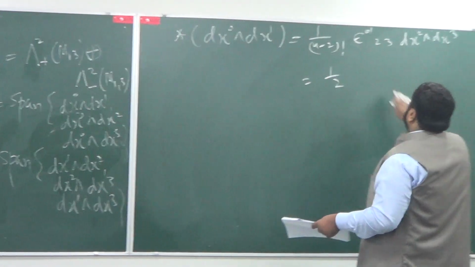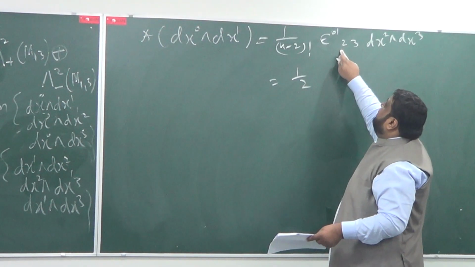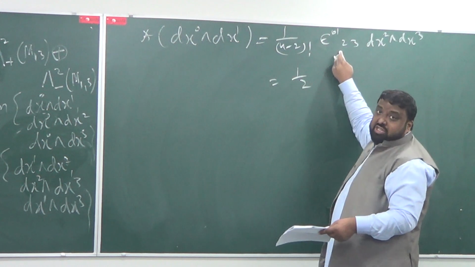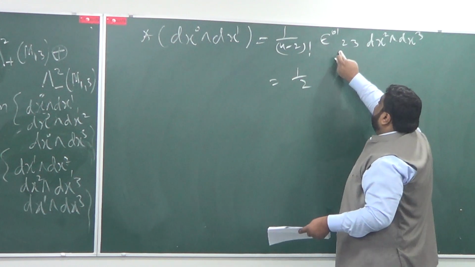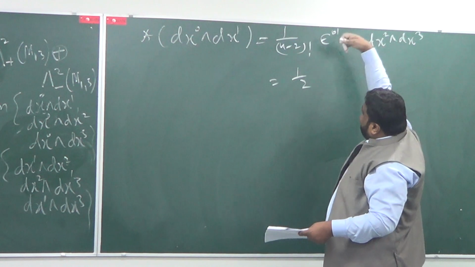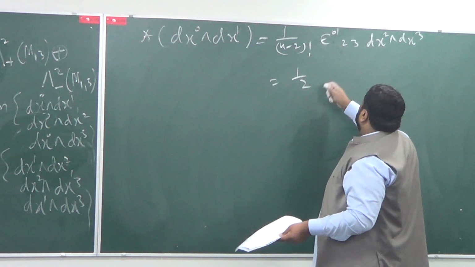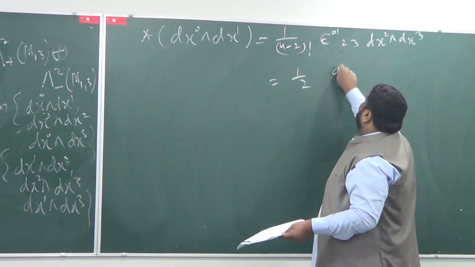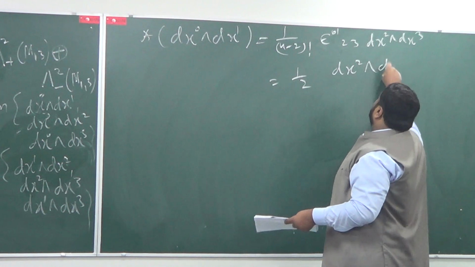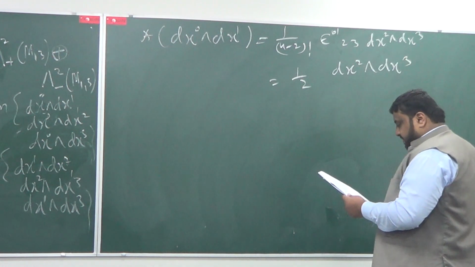Times what would be epsilon 0, 1, 2, 3? So that is an even permutation actually, because everything is fixed on its position. So you get a 1 here, and you get dx2 wedge dx3.